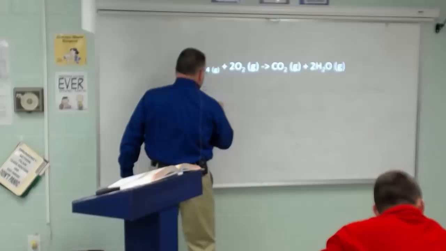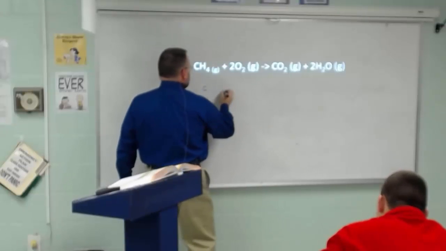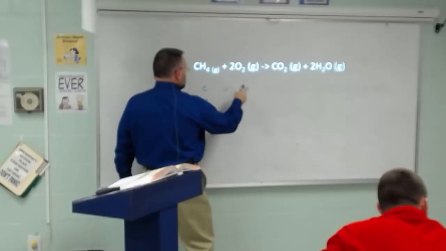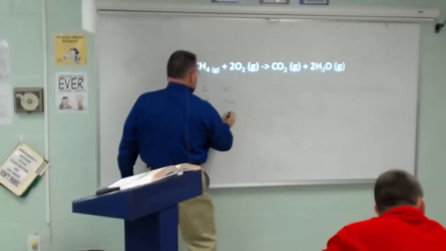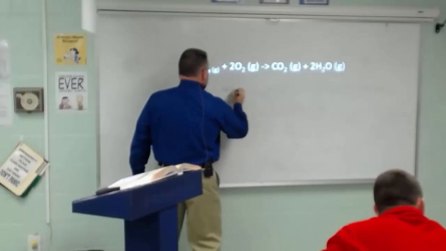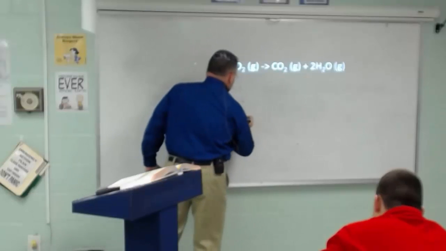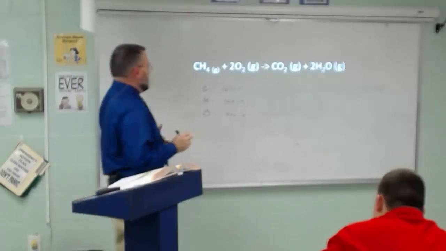For carbon, what's my math look like? One set of 1. Hydrogen, 1 set 4. And oxygen, 2 set 2. So it's 1, 4, 4. So we go down the reactant side. Let's check with product side.